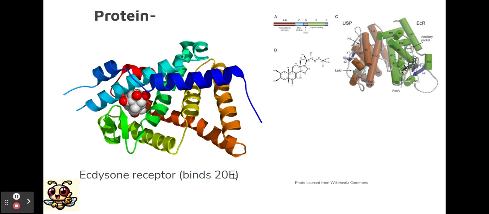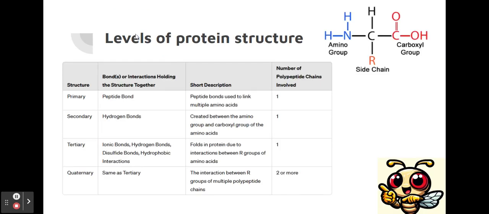This is the receptor that binds 20E that I talked about before in cicadas. Notice you see lots and lots of these structures here. These are the alpha helices, that secondary level of structure. You also get to see some beta pleated sheet, but it's a lot of alpha helices here that look just like this, not DNA double helixes. These are alpha helices. And they are part of that secondary level, which is due to hydrogen bonding between amine groups and carboxyl groups on different amino acids in that chain.